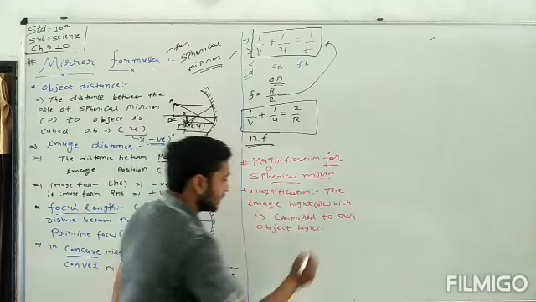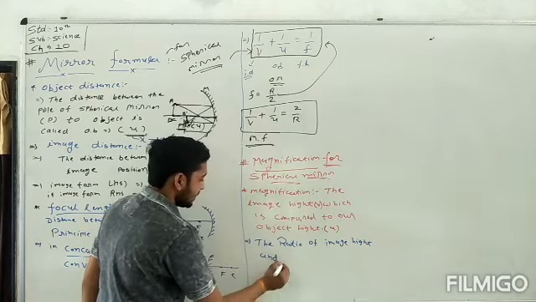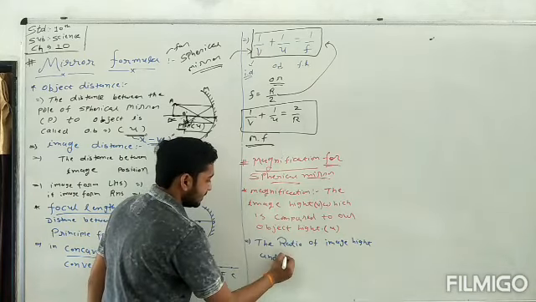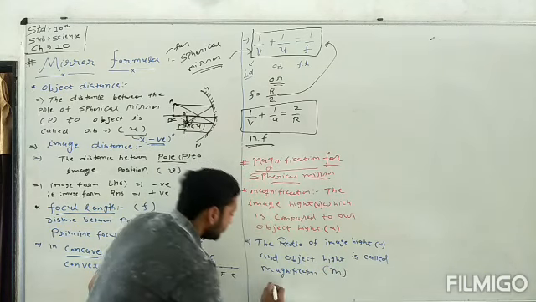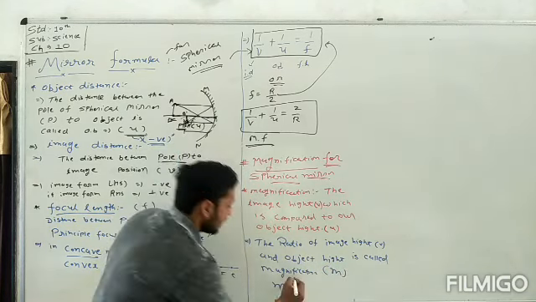So you can write: the ratio of image height and object height is called magnification. Magnification is denoted by small m. So the magnification formula becomes m is equal to h dash by h, image height by object height.